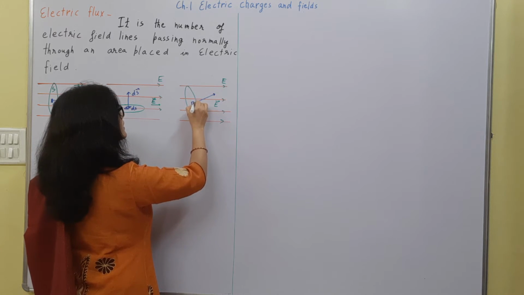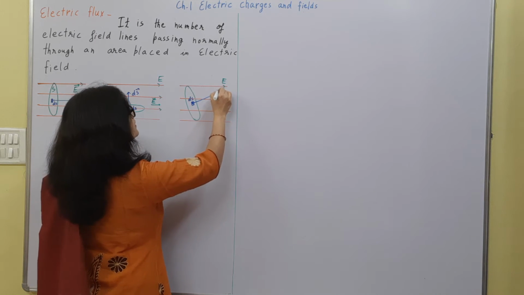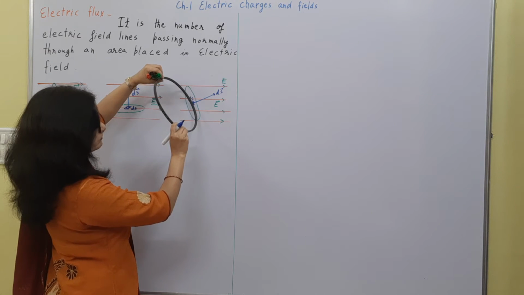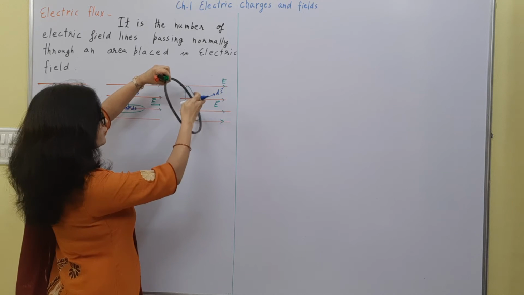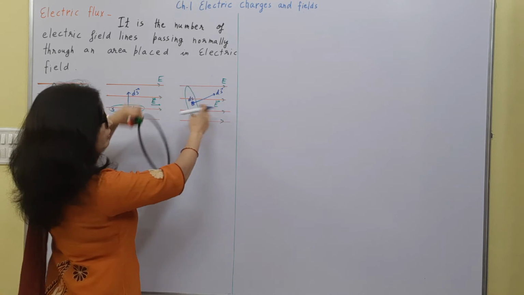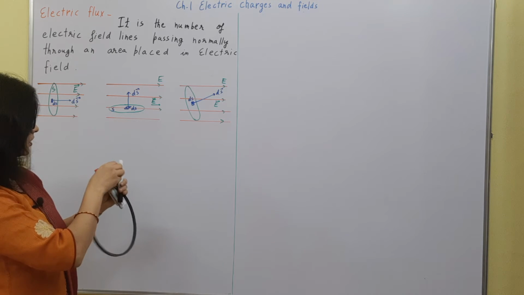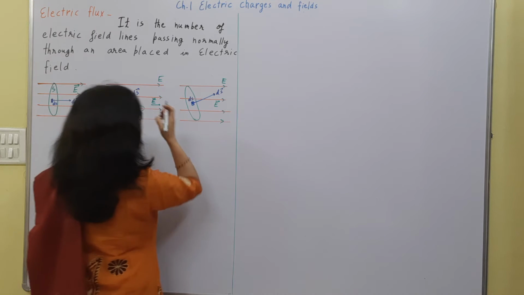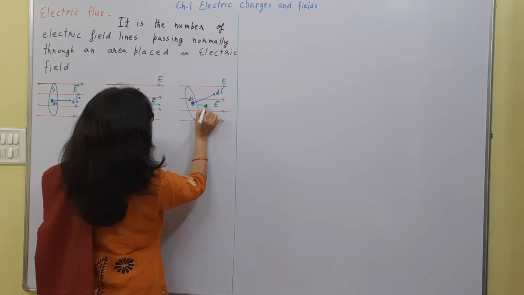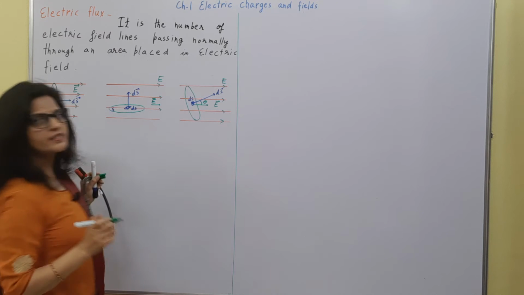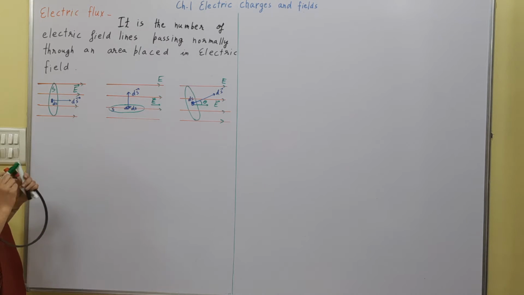So if I am considering this dS area here, then the dS vector will be normally outward to this surface area. This is the plane, so this will be the normally outward direction. So this will not be along the electric field, this will be at some angle which I am showing over here. This is the direction of electric field. So what is the angle between the electric field and the dS vector? Theta is the angle between the electric field and the dS vector.